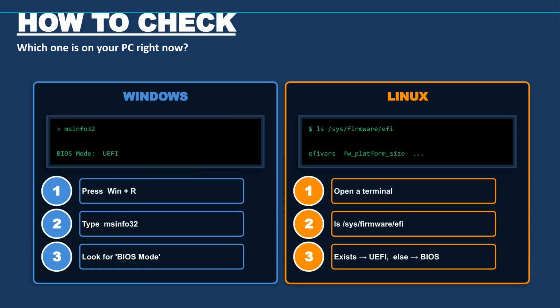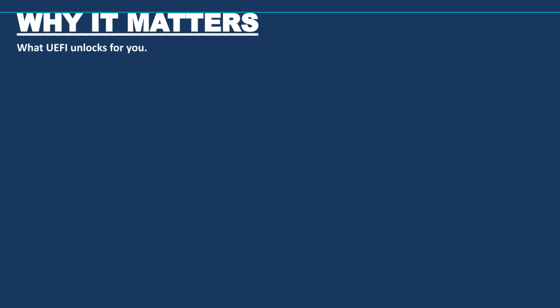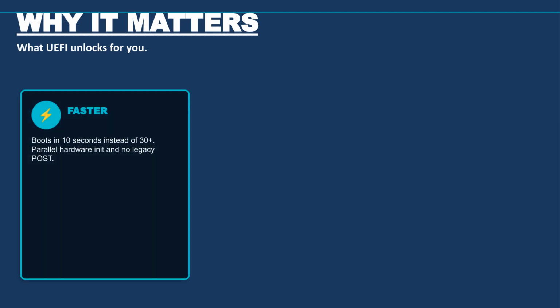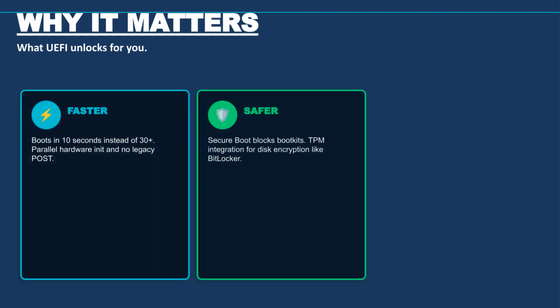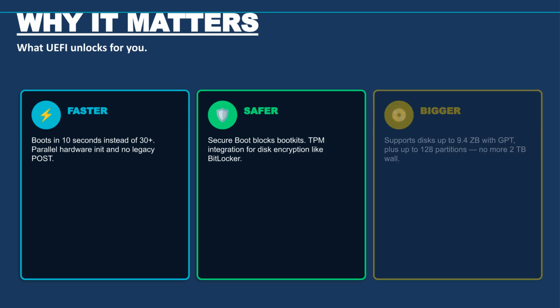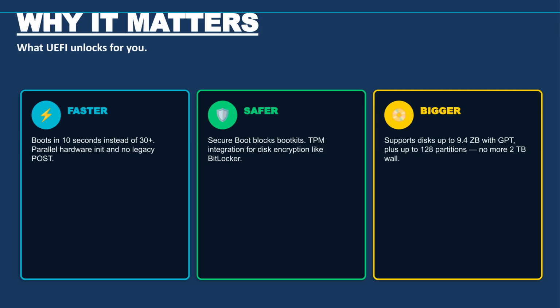To check which firmware you are running on Windows, press Win+R, type MSInfo32, and look for BIOS mode. On Linux, check for the existence of the /sys/firmware/efi directory. UEFI matters because it is faster, booting in about 10 seconds. It is safer, thanks to Secure Boot and TPM integration. It also handles bigger disks with fewer partition limits.